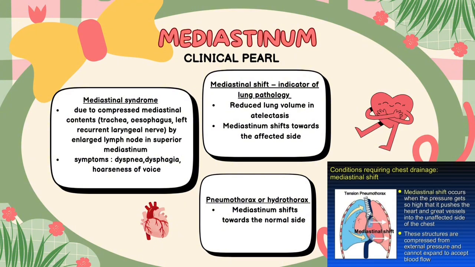Another important concept is mediastinal shift, which refers to movement of mediastinal structures to one side. In pneumothorax or hydrothorax, the mediastinum shifts towards the normal side due to pressure from air or fluid. In atelectasis, where lung volume is reduced, the mediastinum shifts toward the affected side. This shift is an important radiological sign and helps doctors identify lung pathology.